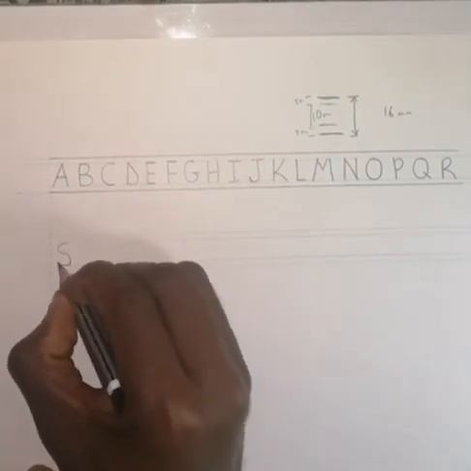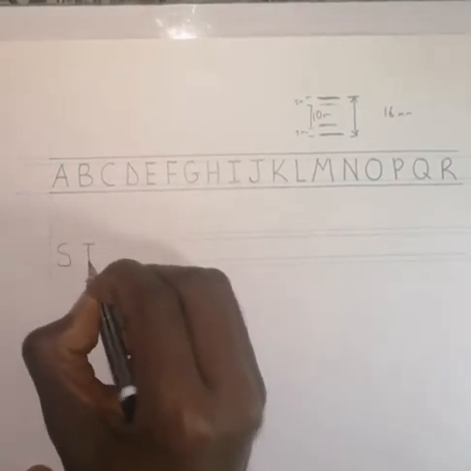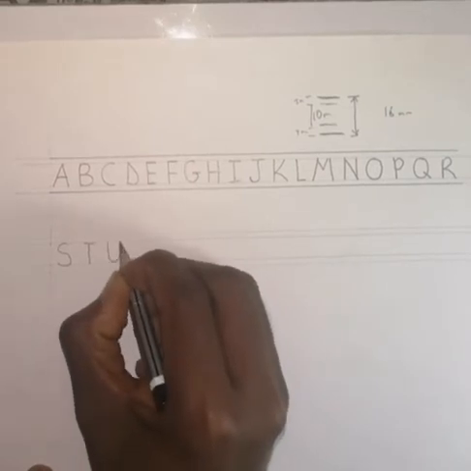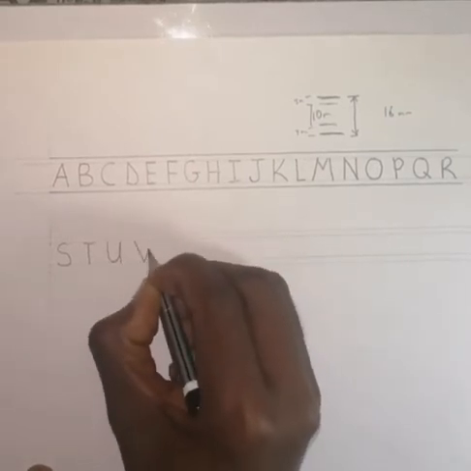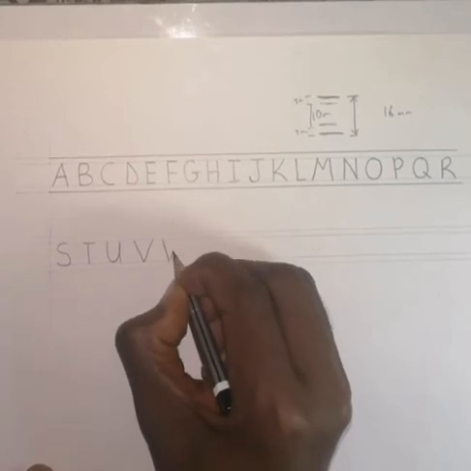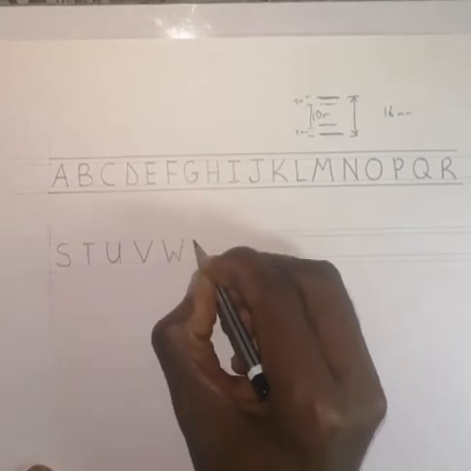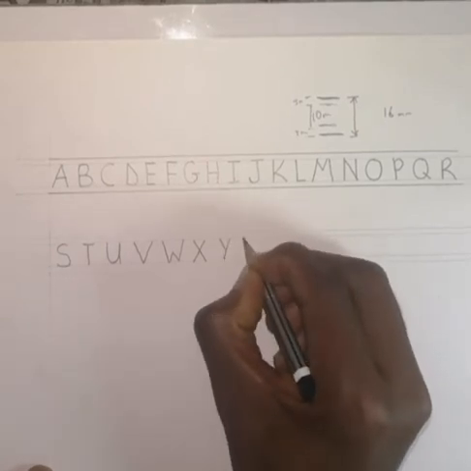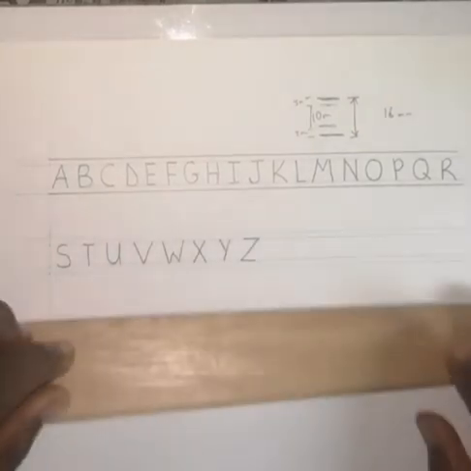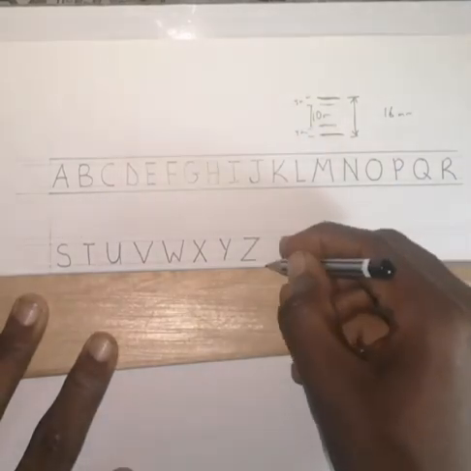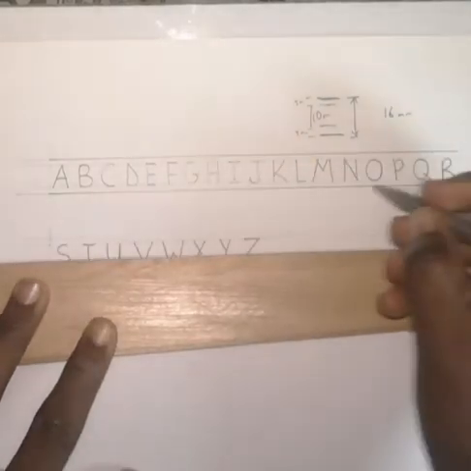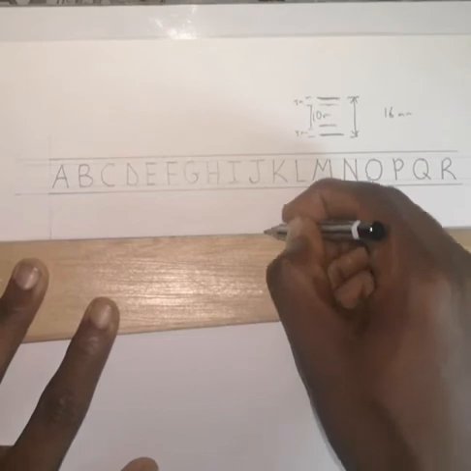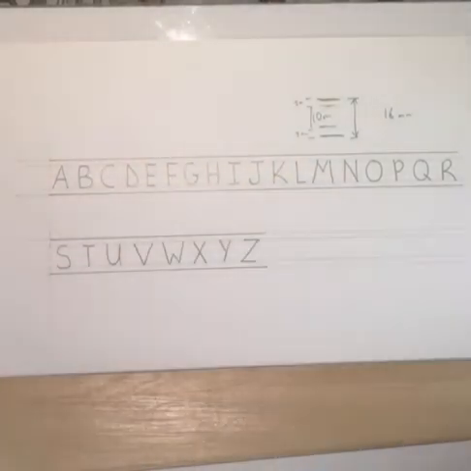This is S. This is T. This is U. V. W. X. Y. Z. And then I would only deepen to where the Z is. There is no need to extend beyond the Z. So this is what you are expected to do for lettering.